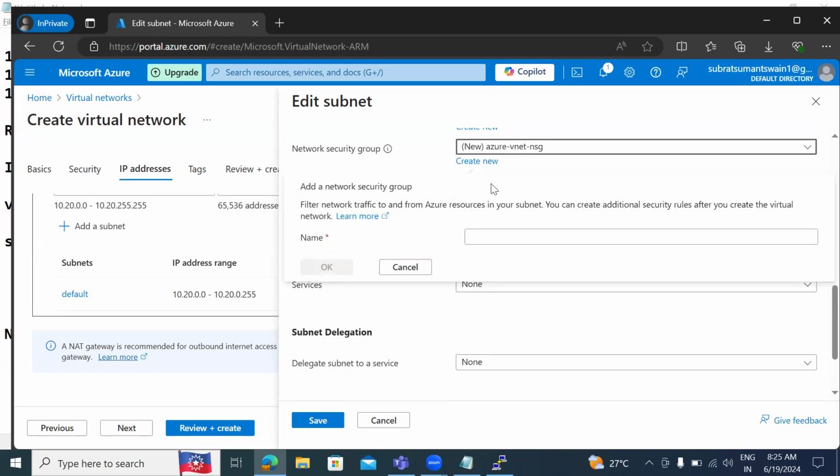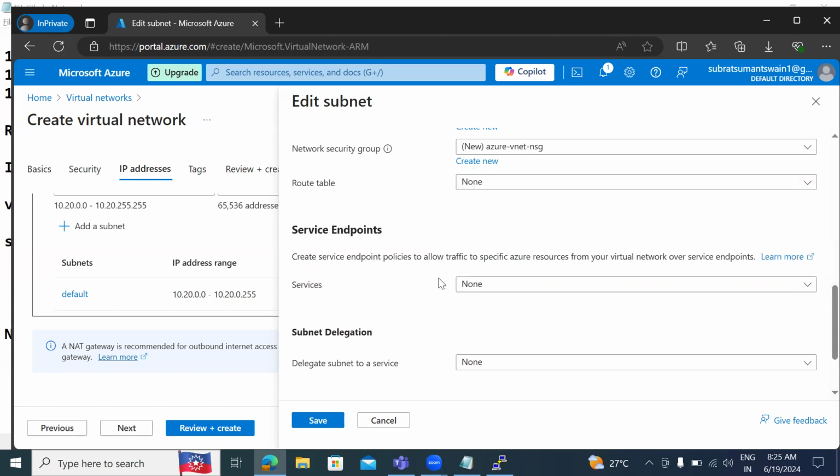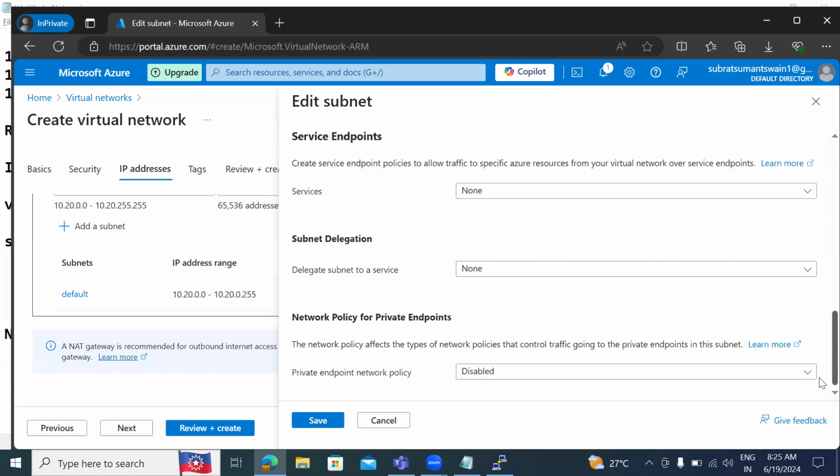Okay, so as of now, we are going to create a new Azure VNet. Later we'll go for NSGs and attach them.